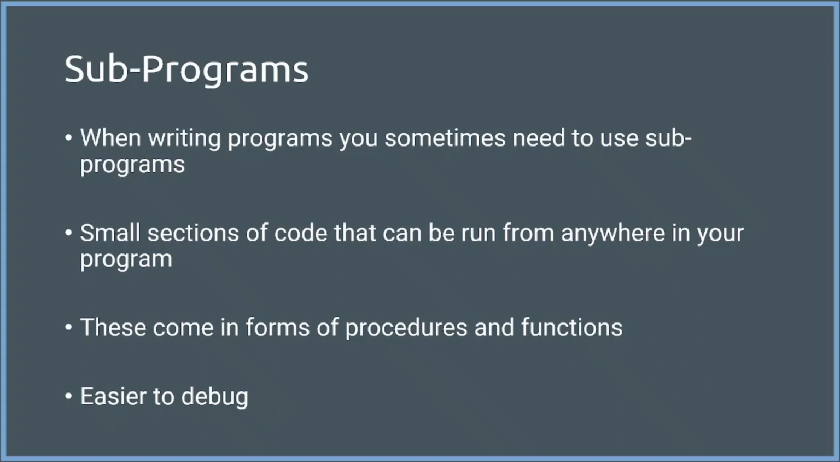Now, these subprograms come in the form of either procedures or functions. And that's what we're mainly going to look at today, the differences and how to write them. One thing that's really good about subprograms is the fact that they're easy to debug, because if an error is in that subprogram, we know it's there and only there. We only need to fix it in one place, and that will then cascade down to the rest of our program. And we don't need to fix it in multiple places like if we repeated it.